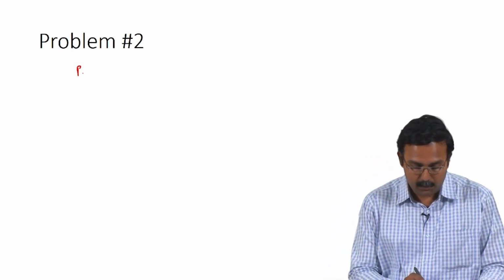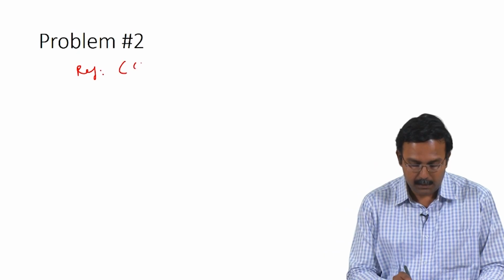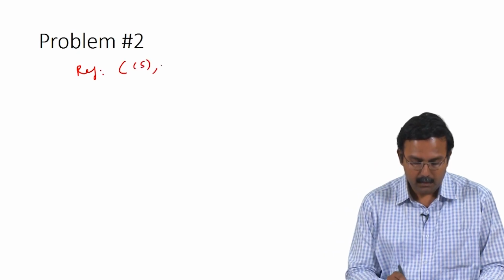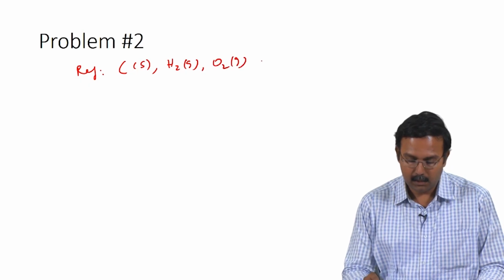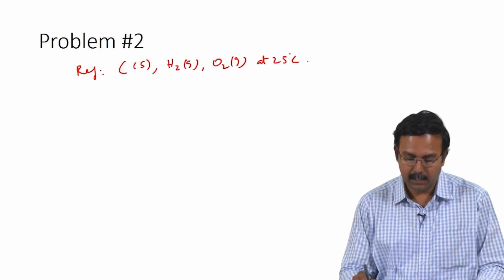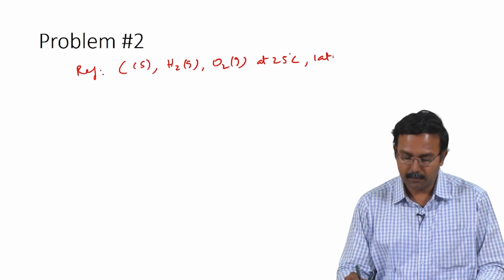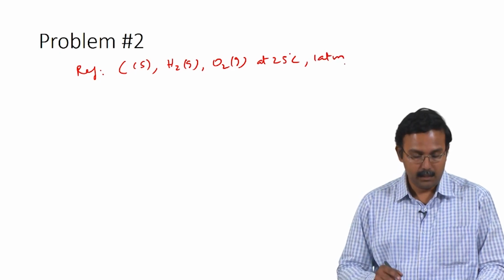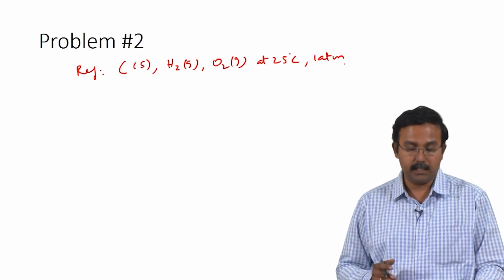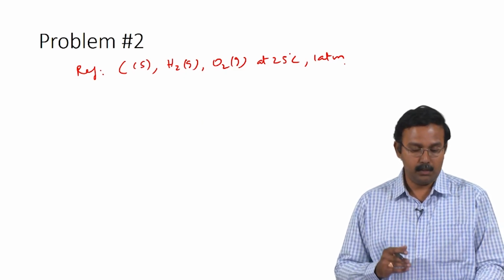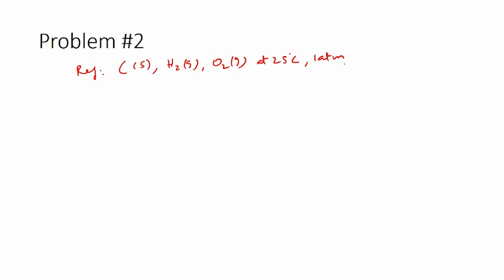So, the reference state would be carbon solid, hydrogen gas and oxygen gas all at 25 degrees Celsius and 1 atmosphere. So, this is the reference state. Assuming ideal gas behavior, we will not have to worry about change in pressure. So, we will only use the temperature effect on enthalpies.